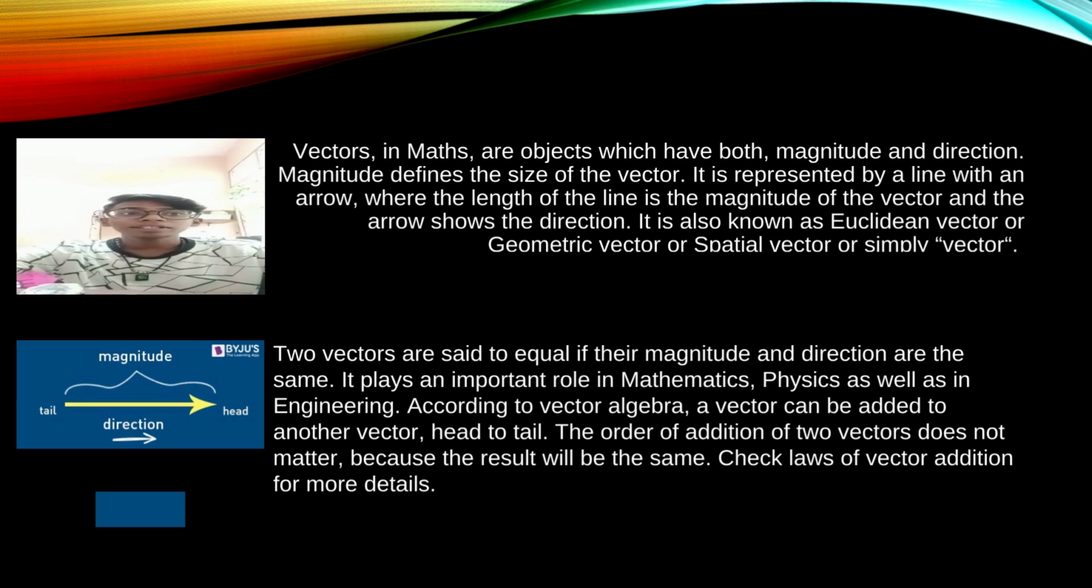Today I'm going to present about vectors. Vectors in maths are objects which have both magnitude and direction. Magnitude defines the size of the vector. It is represented by a line with an arrow, where the length of the line is the magnitude of the vector and the arrow shows the direction.